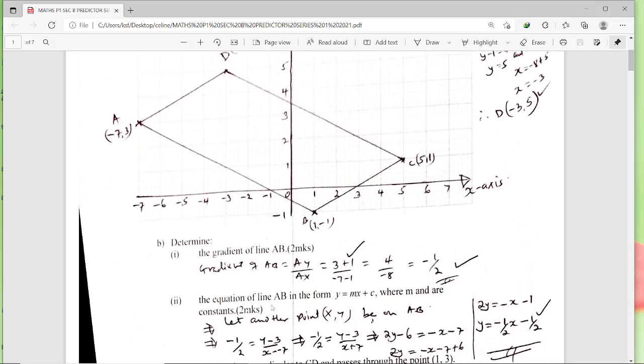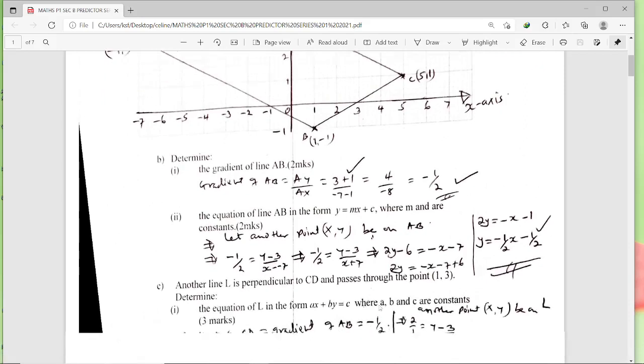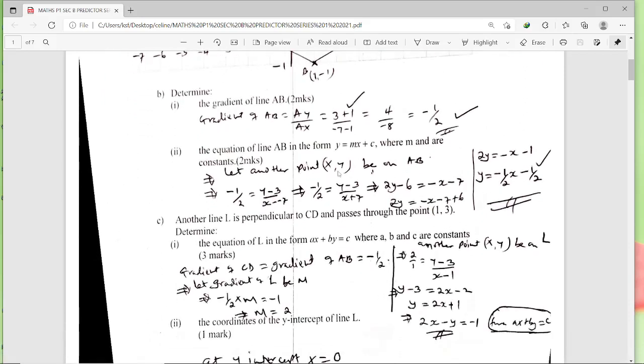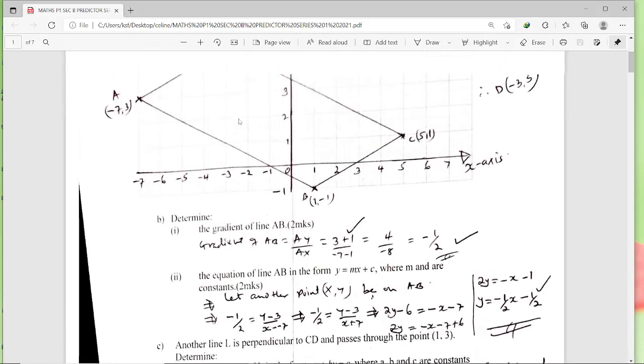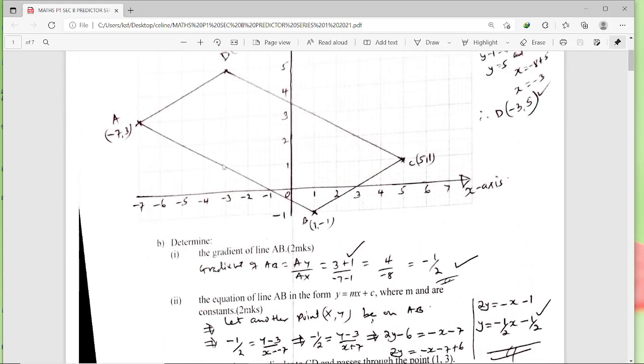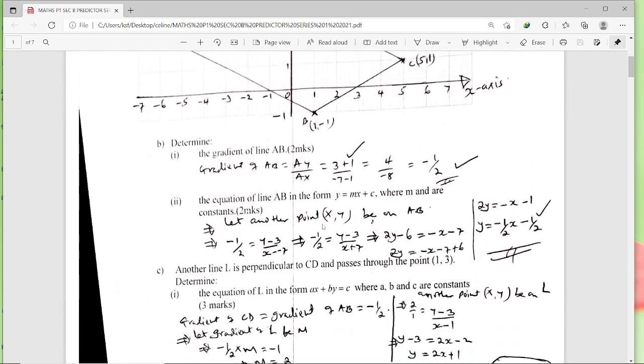Then the equation, you're asked to find the equation of line AB in the form y equals mx plus c, where m and c are constants. So first of all, we let another point (x, y), like I've done here, to be on AB. We let (x, y) be on AB, at this point or a point outside there, whichever place.